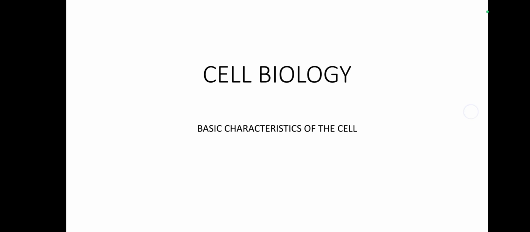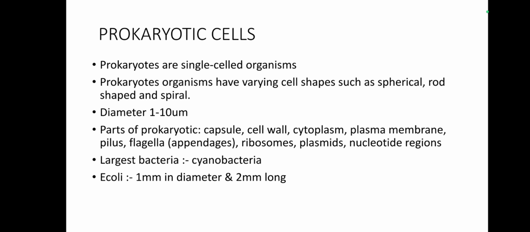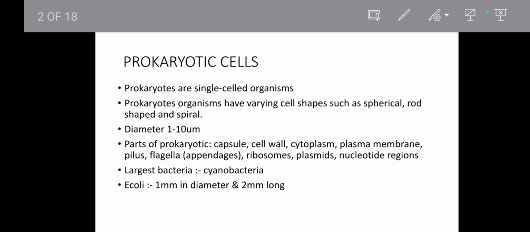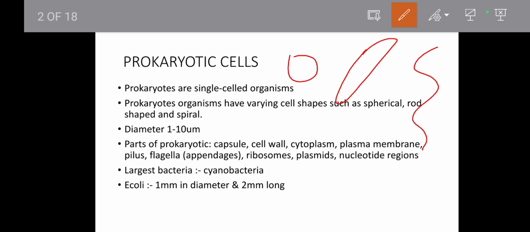Today I'll be explaining about prokaryotic cells. So prokaryotic cells are single-celled organisms. Prokaryotic organisms have varying cell shapes such as spherical, rod-shaped and spiral shapes. So these are the different shapes of prokaryotic cells. The diameter of a prokaryotic cell is around 1 to 10 micrometers.